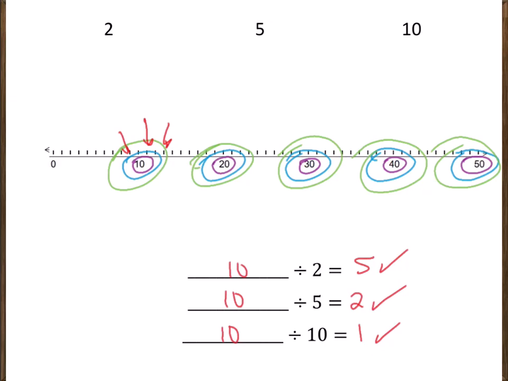So we already know that 2 is a prime number, so we're not going to mess with it. 5 is also a prime number, so we don't want to mess with it. But what about 10? 10 is not a prime number. The factors of 10 are 2 and 5, aren't they?